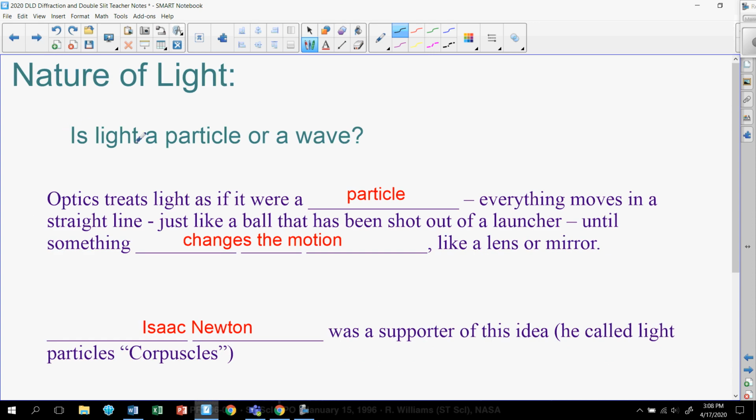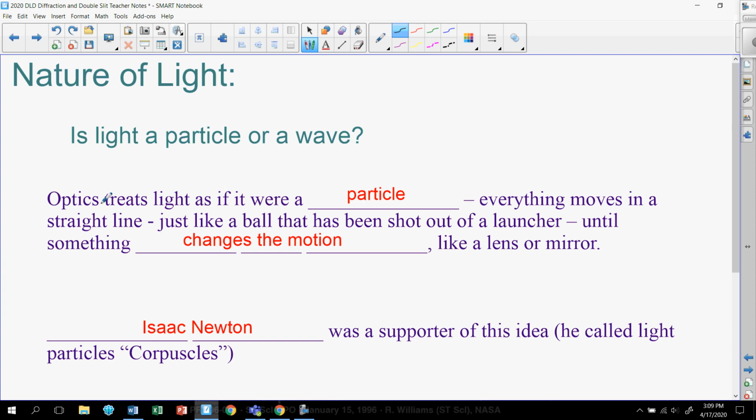All right, so nature of light. Is light a particle or is it a wave? It kind of depends on how you look at it. Optics treats light as if it were a particle. Everything moves in a straight line, just like a ball that has been shot out of a launcher, until something changes its motion. For light, it could be something like a lens or a mirror, and that's going to make it change direction.